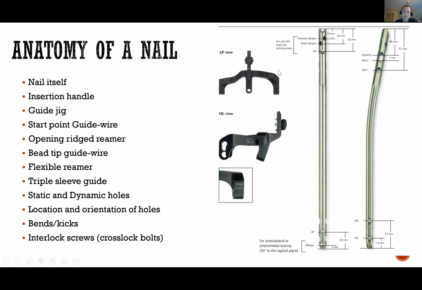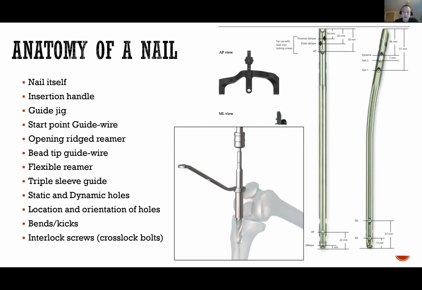There's a starting point guide wire, which looks very similar to a K wire. It's just a sharp pointed wire that we use under fluoroscopy in order to obtain our perfect start point. There's an opening rigid reamer that once we've obtained our start point, we bore a hole into the top of the bone. The beaded tip guide wire. This is the rigid reamer right here. I forgot that I included some of these pictures.